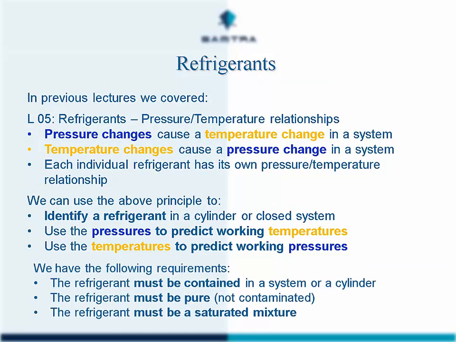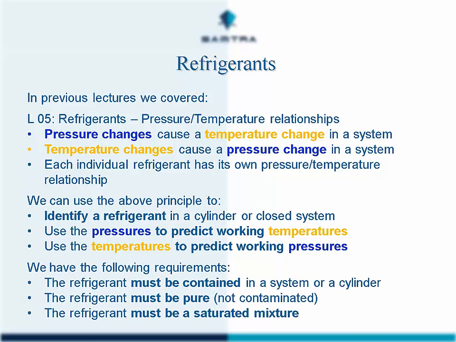Also, a previous lecture, lecture number 5 on refrigerants, introduced the concept of pressure-temperature relationships. Each refrigerant has basically got a unique pressure-temperature relationship, and this relationship is important for a refrigeration technician. He needs to know what refrigerant is in the system, and he needs access to data of the pressure-temperature relationship, so a vapor table as we would call it.